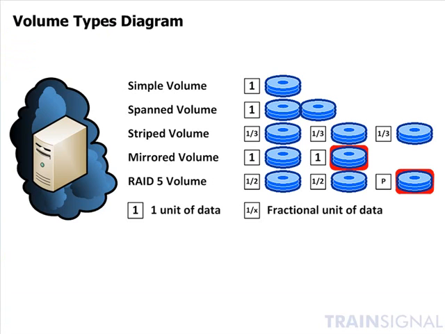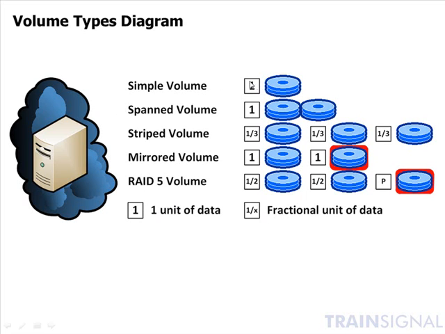I'm a very visual guy, so I want to try to create diagrams for you that will help you understand what I'm talking about. So I tried to throw this together, and I hope that it works for you. What this is, is a volume types diagram that basically shows you 1 unit of data and a fractional unit of data. So let's take a look at what this actually does.